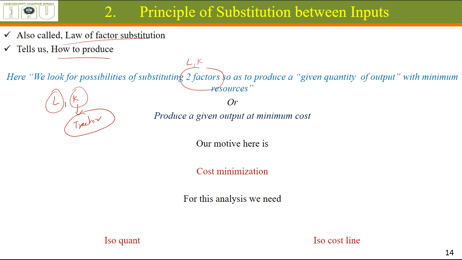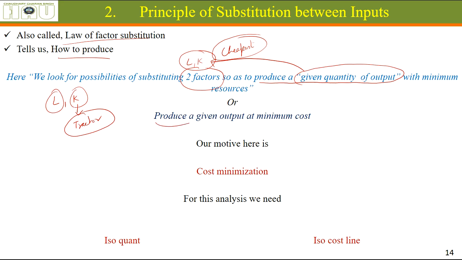We are trying to find out which combination of these two is the cheapest to produce a given quantity of output. Okay, we have to produce a certain fixed quantity of output using these two factors, and the combination we'll be using is the cheapest one. We have to produce a given output at minimum cost. Our motive here is cost minimization.